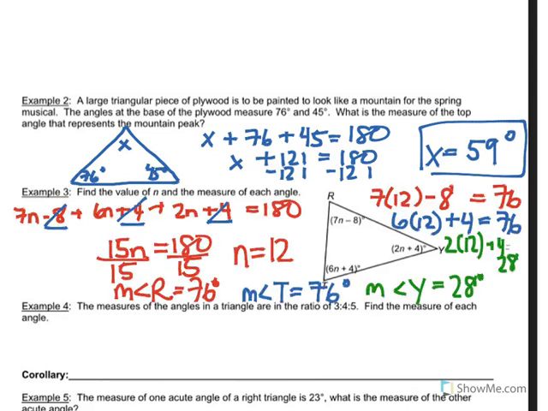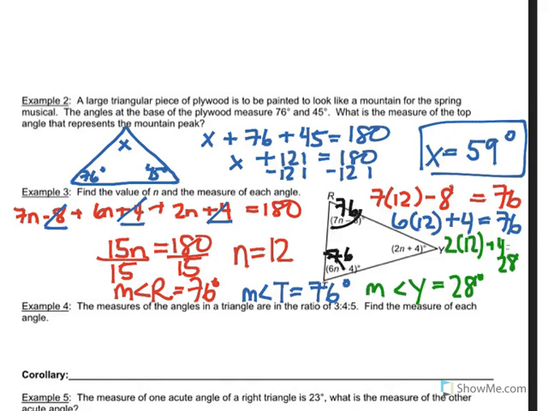Okay, so I just took the 3 angles, 7n minus 8, 6n plus 4, 2n plus 4, added them together to equal 180. And you'll notice that the minus 8 plus 4 cancel each other out. So we had 15n equals 180, n equals 12. And then I plugged that in to get the measurements of the angles. So you'll notice that this angle R is 76, and this angle T is 76.